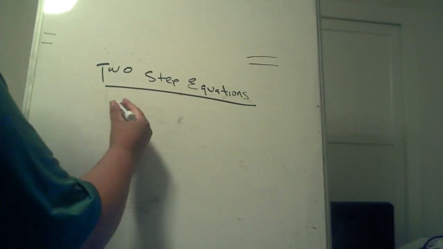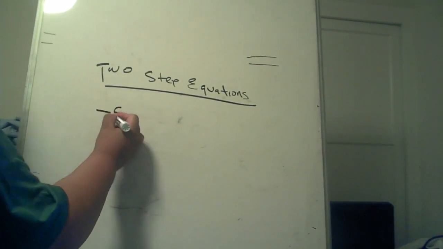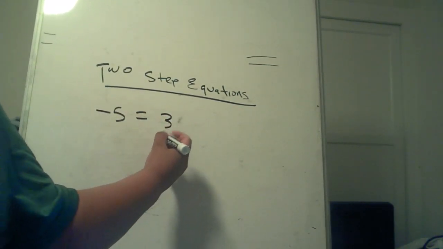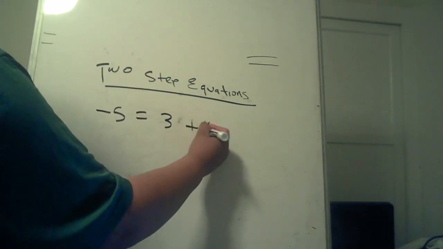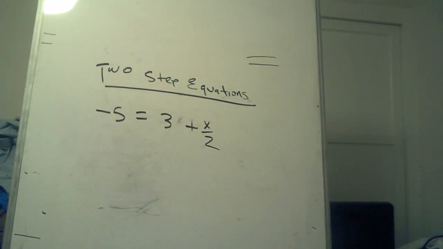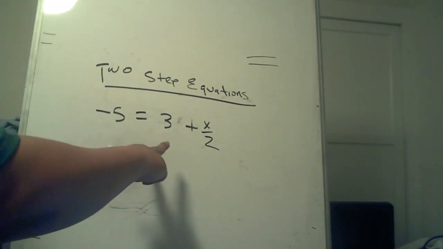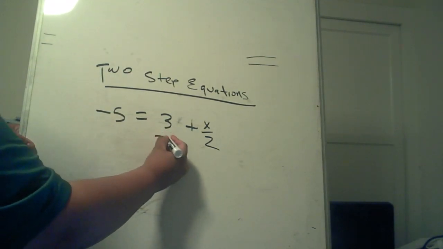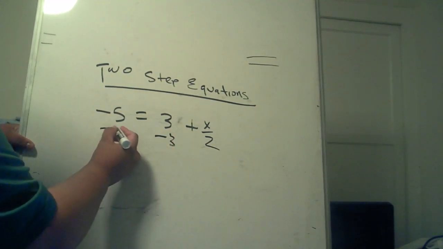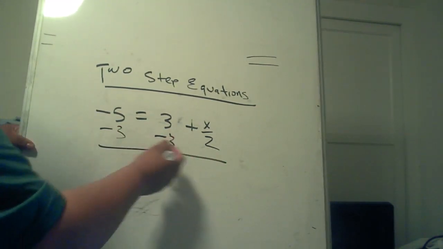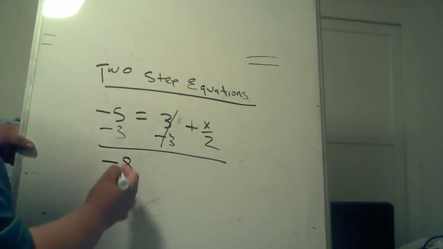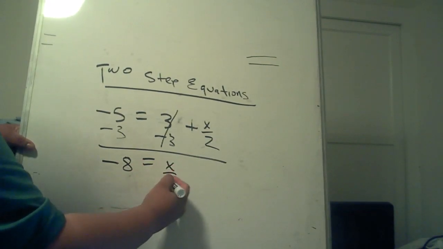Sometimes we're given fractions, so we need to know how to work with them. So let's look at this one. Negative 5 equals 3 plus x over 2. So this problem is basically done the same way. It's just a variance of the other that we have done. First, we're gonna minus 3 on both sides. These two cancel. Minus 5 minus 3 is negative 8 equals x over 2.